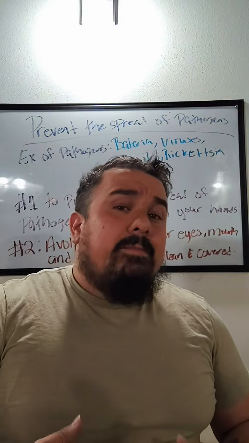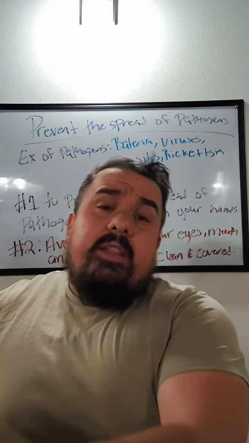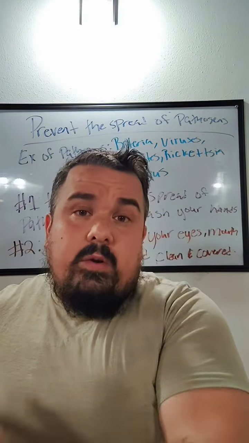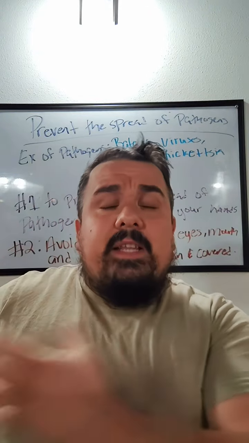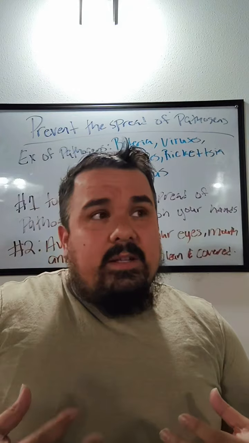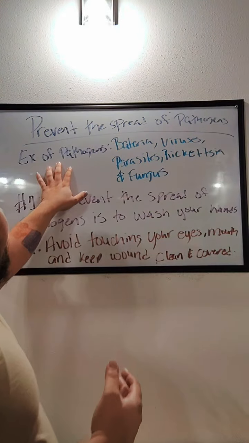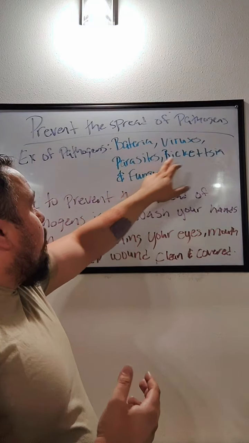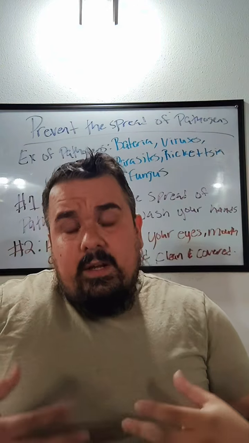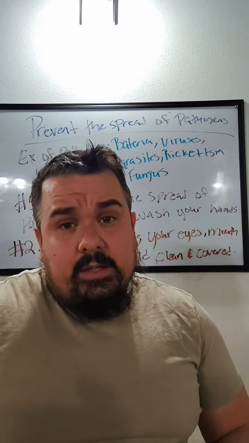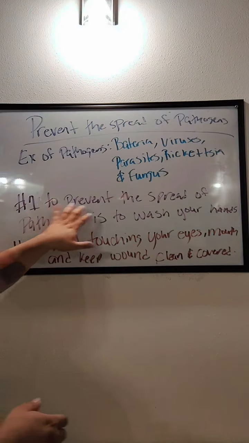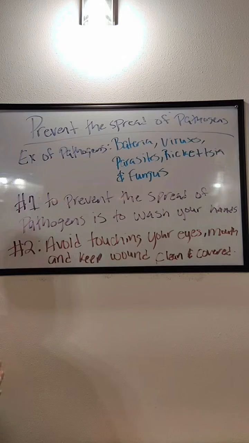Because the last thing we want to do is be spreading pathogens from one patient to another, to another, or passing pathogens from ourselves to a coworker, or a coworker passing the pathogens to us. So pathogens are what gets us sick, and when they enter the body, they're going to cause us problems. Examples of pathogens are bacteria, viruses, parasites, rickettsia, and fungus. Okay, those are things that once they get into the body, they're going to cause us sickness and so forth, for example.